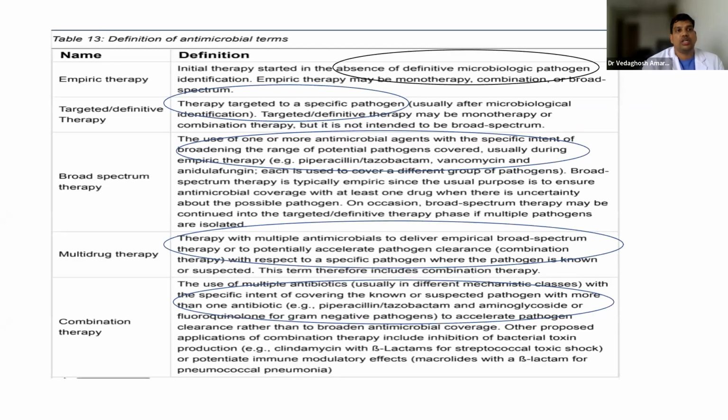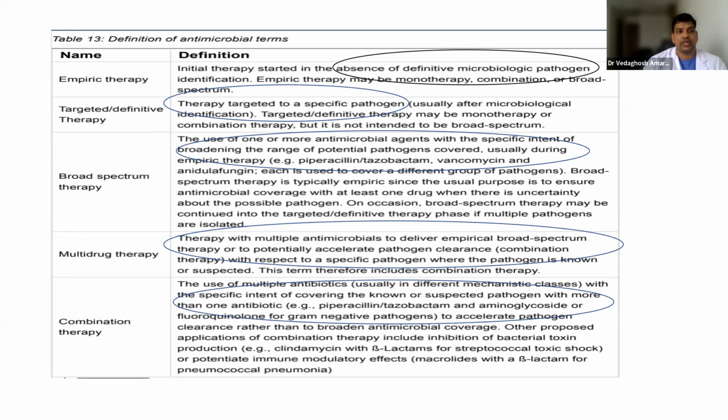Coming to various antimicrobial terms which we use: empirical therapy, targeted therapy, broad spectrum therapy, multi-drug therapy, and combination therapy. So empirical therapy is when there is a suspicion in a patient of septic shock and there is an absence of a definitive microbiological pathogen, you start some antibiotic. It is called empirical therapy. What is targeted therapy? In this therapy, the antimicrobials or antibiotics are targeted to a specific pathogen. It is usually after your blood culture is positive, you give a definitive or targeted therapy.